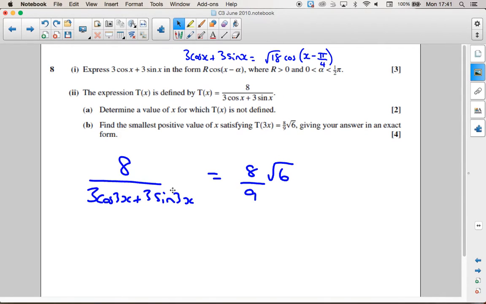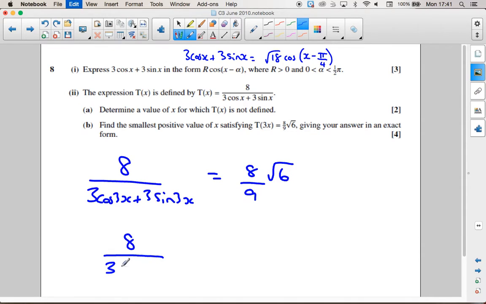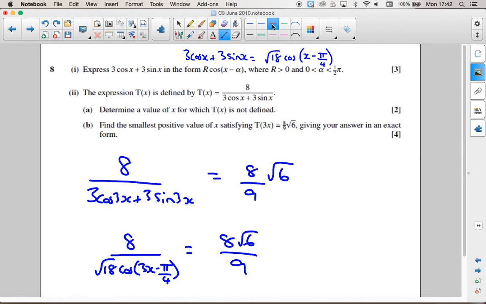But obviously, rather than using this 3 cos 3x plus 3 sine 3x, we're going to use our equivalent function. So I'm going to have 8 over 18, root 18 cos of 3x minus pi over 4. And that's going to equal 8 root 6 over 9. Those 8's can obviously cancel out.